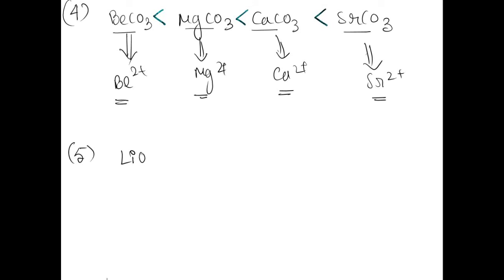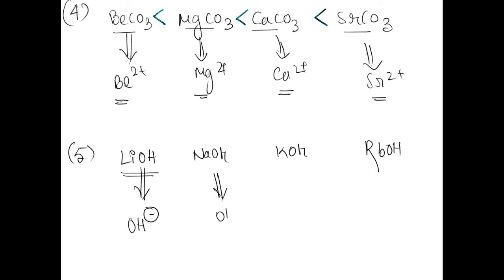So we have group 1 hydroxides: lithium hydroxide, sodium hydroxide, potassium hydroxide and rubidium hydroxide. If we want to see the basic character, basic character means the tendency of that particular hydroxide to donate hydroxide ion, OH minus ion. So the more the tendency to donate hydroxide ion, the more will be the basicity.